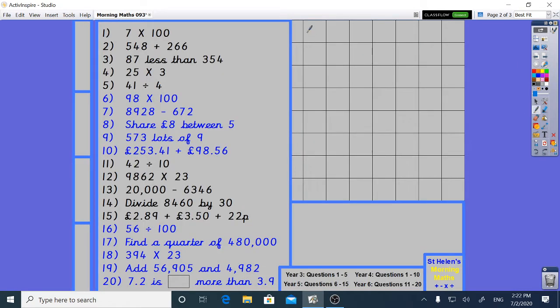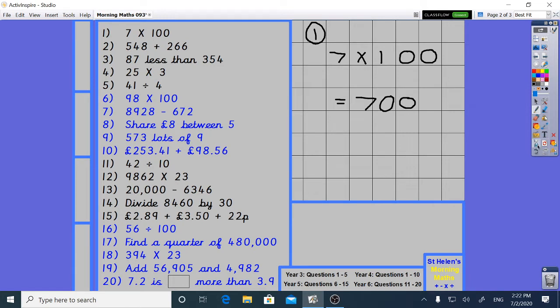Let's get started with question 1. 7 times 100. It's a bit like 7 times 1 with 2 zeros on the end. 7 times 1 is 7, 2 zeros to place, 700. Or you should know your 100 times table. You count up to 7 fingers. 100, 200, 300, 400, 500, 600, 700.